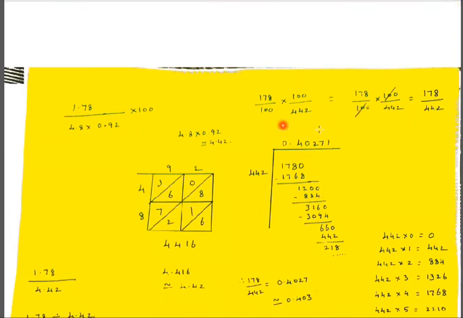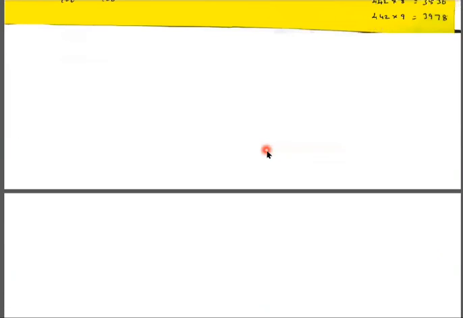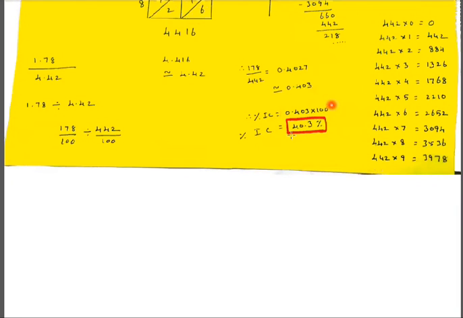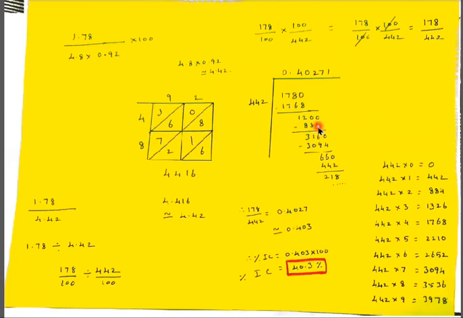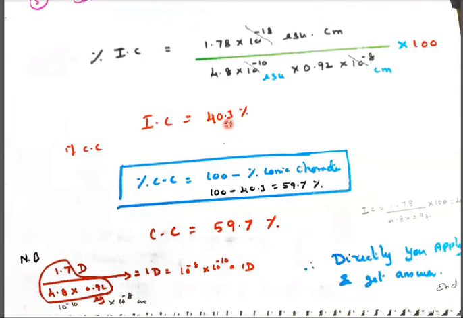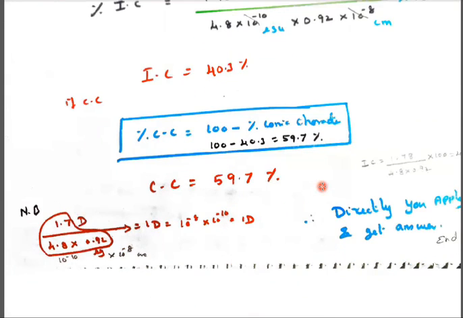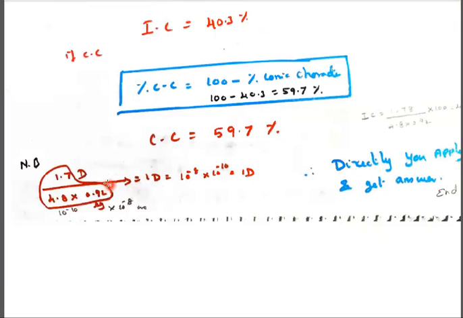Approximately 0.403, and 0.403 into 100 gives 40.3%. So our answer is 40.3% for ionic character. To find the covalent character, subtract 40.3% from 100, and the remaining 59.7% is covalent character. In a simple way, we can directly apply 1.78 D divided by 4.8 into 0.92, because the powers of ten cancel.